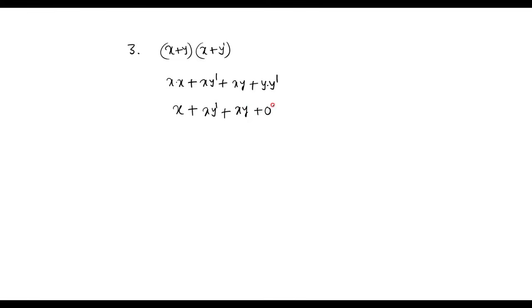Let me consider the third function, that is (x + y')(x + y). Now first I will multiply all the literals. I can write x·x plus xy, plus y'x or xy', plus y·y'. We know that x·x is always equal to x, plus we have xy plus xy', and y·y' is always 0.